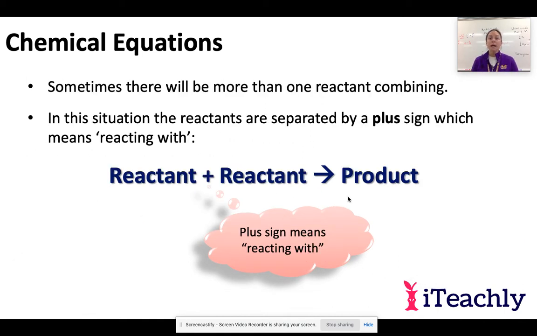Sometimes we have more than one reactant, and sometimes we have more than one product. So how do we differentiate that? Well, we use this plus sign, just like in math, where you're adding. So I'm going to add reactant 1 to reactant 2. I'm going to add my oxygen and my hydrogen, and they're going to react with each other. And what does it yield? What does it produce? Water.